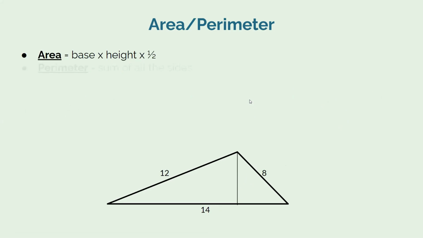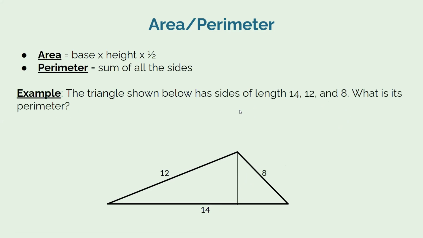Okay, so here's another example. The triangle shown below has side lengths of 14, 12, and 8. What is this triangle's perimeter? And you can just type your answer in the chat.